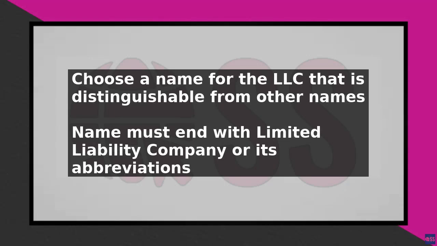To start a limited liability company, LLC, in South Carolina, several steps must be taken. The first step is to choose a name for the LLC, which must be distinguishable from other business entity names already registered in the state. The name must end with Limited Liability Company or one of its abbreviations. The availability of the name can be checked on the South Carolina official state website.